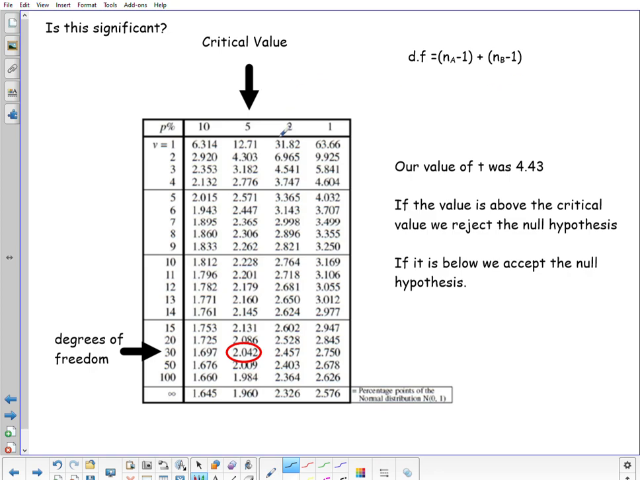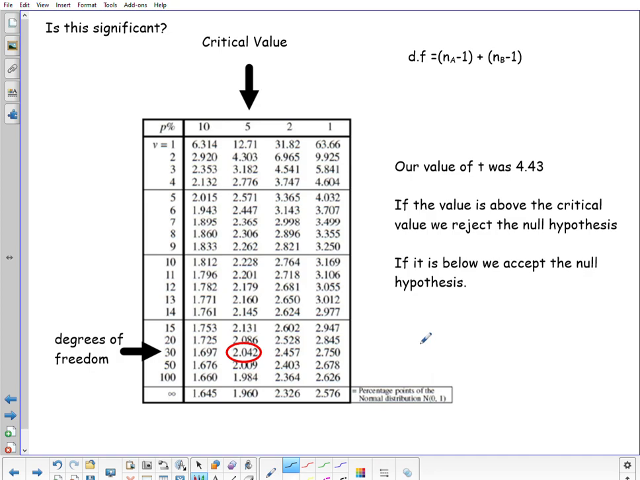We go back to our critical value. This time our critical value is 2.042. Okay, it's above the critical value. We are going to reject our null hypothesis. There is a significant difference between the average mass of that group of male elephants and that group of female elephants.